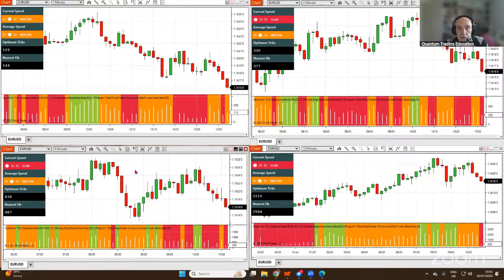And it's exactly the same here. What we've done with the tick speedometer is twofold. First of all, it gives us this very visual indication of when the market has activity and when it is dormant.